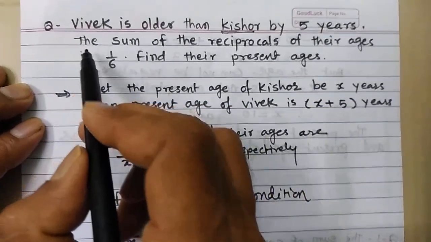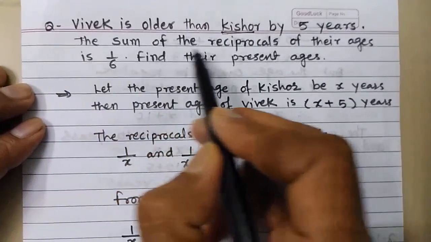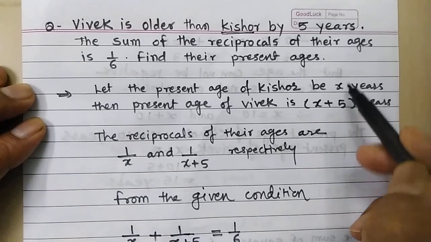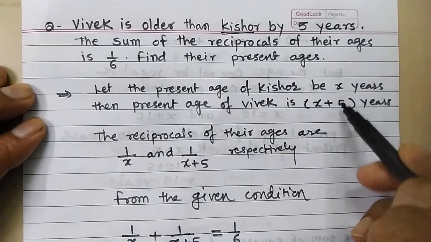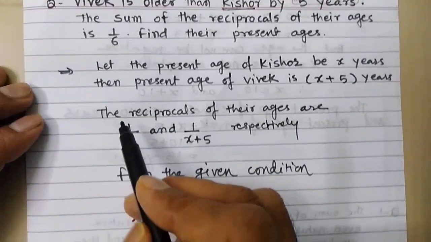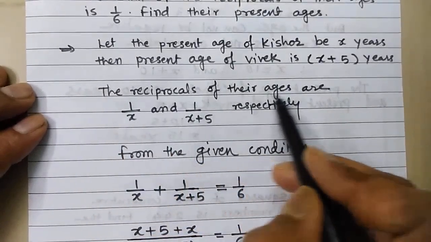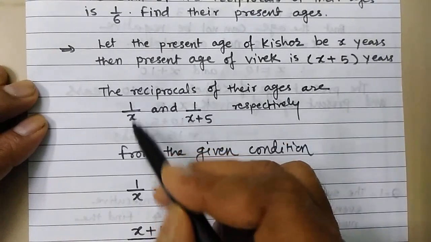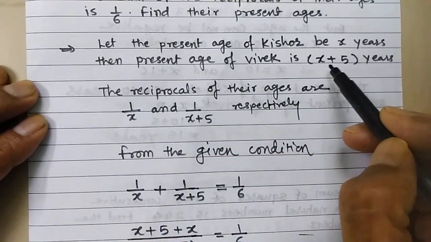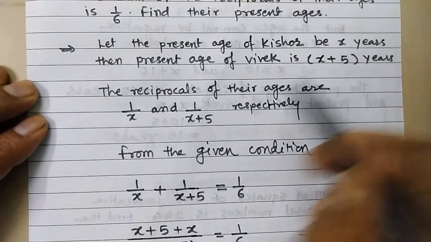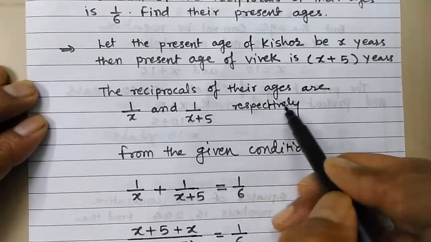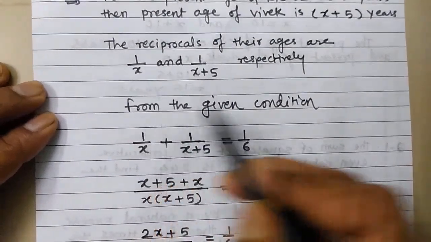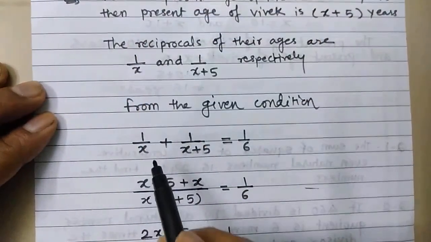But what is the condition given here? The sum of reciprocals of their ages. That means we have to write down the reciprocals of these ages. Now I am writing the next step. The reciprocals of their ages are: the reciprocal of X is 1/X and the reciprocal of X plus 5 is 1/(X plus 5) respectively.